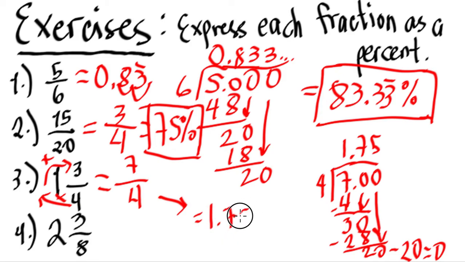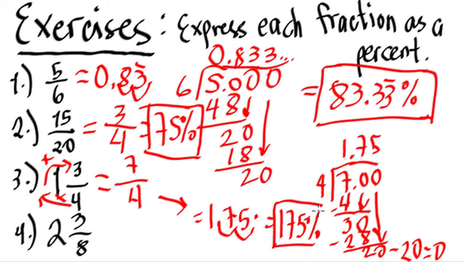And to convert this to percent, we need to move the decimal point twice going to the right. So that is 1 and 2. So therefore, what do we have in percent? 1 3/4 is equivalent to 175%. Okay, so 175%.